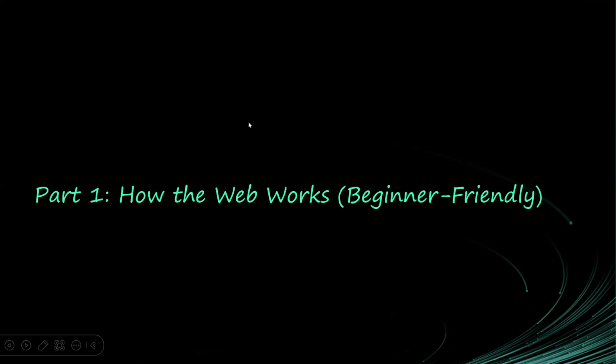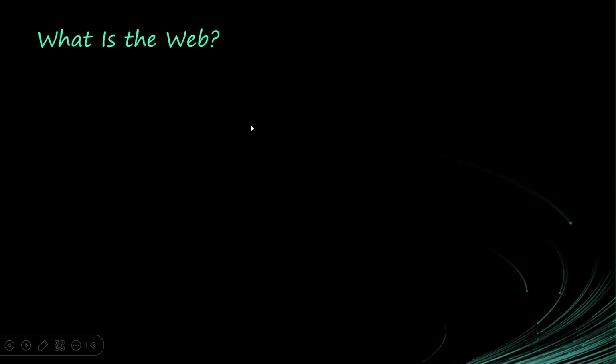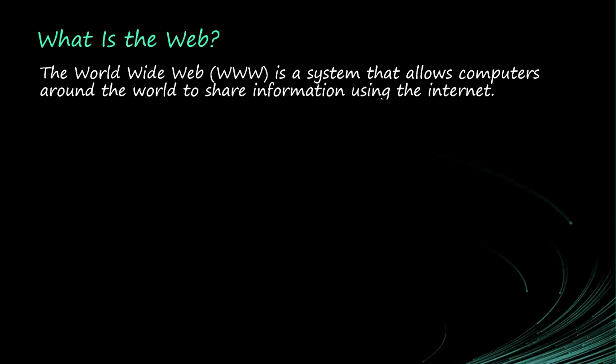Now, how does the web work? That is what we are taking a look at. So what is the web? The World Wide Web is a system that allows computers around the world to share information using the internet. So your computer, your phone, they are all connected to the World Wide Web whenever you are connected to the internet. So when they are connected to the internet, they are sharing data.